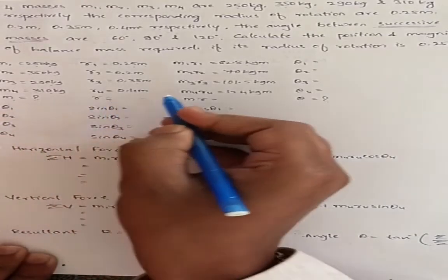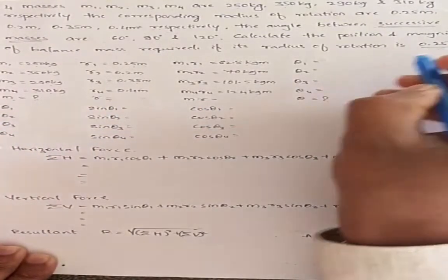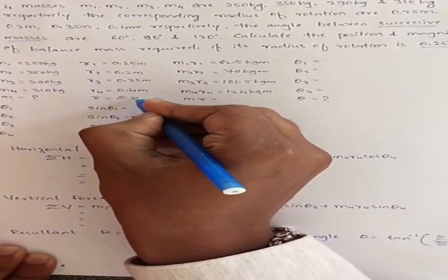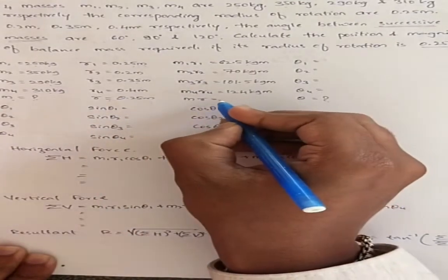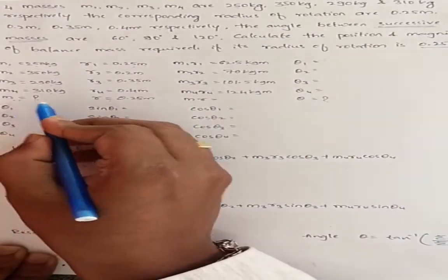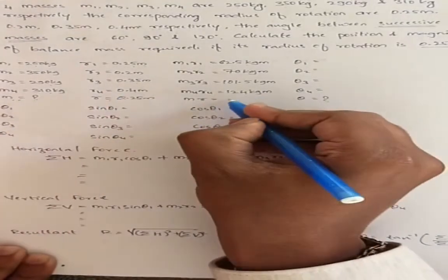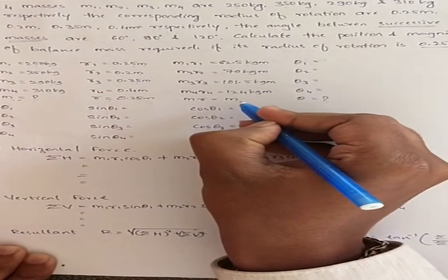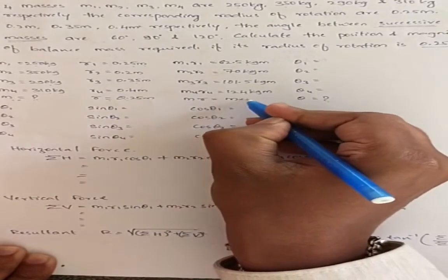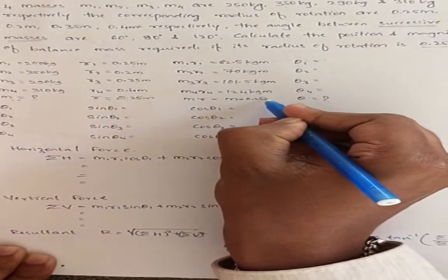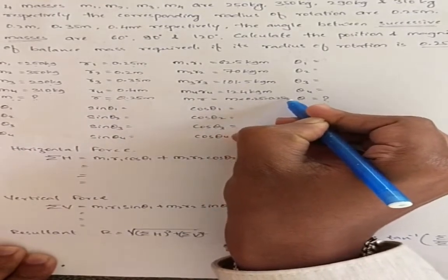Now next, you have to find the balanced mass. For that the radius is given as 0.25. For 0.25 meter, you have to find the balanced mass. Now m into r, where m is unknown, balanced mass into 0.25, so we will get 0.25 m.